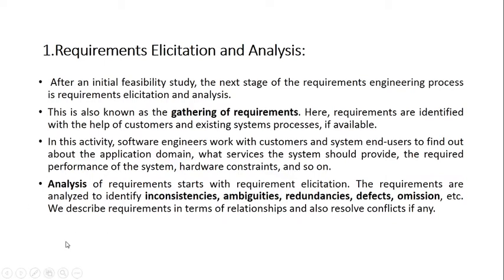Then, are the requirements ambiguous? Ambiguous means terms which have multiple meanings or interpretations. For example, if I use the term search, what will search mean? One person can assume search means searching a book, but another person can assume searching a library member also, searching a student also, right? So this search term has multiple interpretations. This is known as ambiguity.